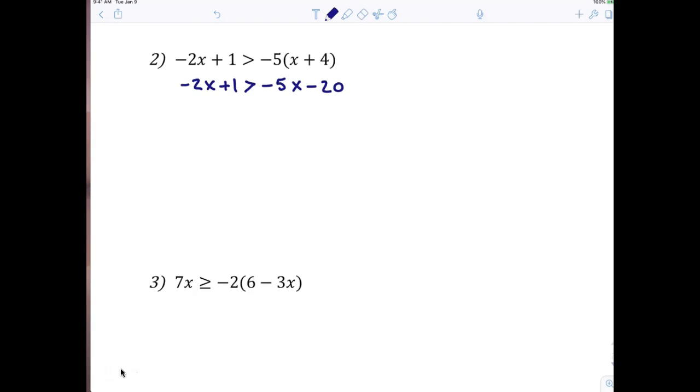All right. Now moving things around. Adding 5x to both sides gives you 3x is greater than, subtracting 1, negative 21. And so now x is greater than negative 7. So if x is greater than negative 7, again, we are starting at what? Starting at negative 7, going to infinity. That's what I need from you.